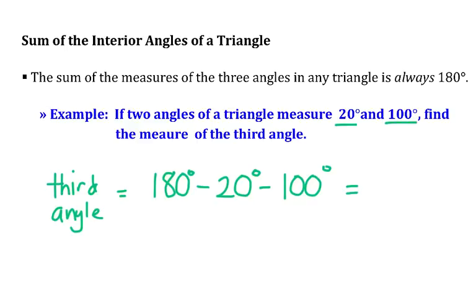degrees. And let's see, 180 minus 20 sounds like 160. Take away 100 more, and we're left with 60 degrees for the measure of the third angle. So that is, again, what it looks like to work with the interior angles of a triangle.